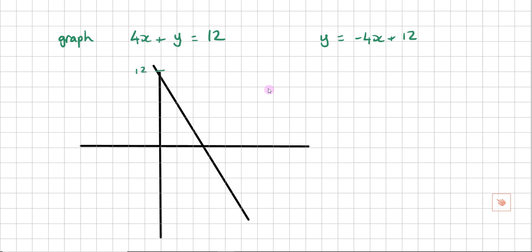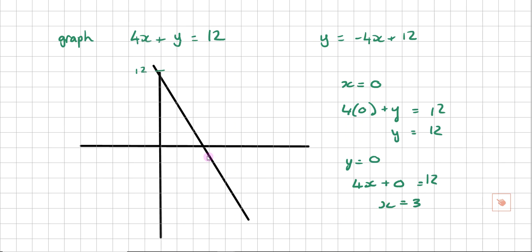The other option was if we say when x equals 0, we would have 4 times 0 plus y has to equal 12, which means y has to equal 12. And then when y is 0, we have 4x plus 0 equals 12, which means x must equal 3. So I've got my points like that. So I've plotted my points.